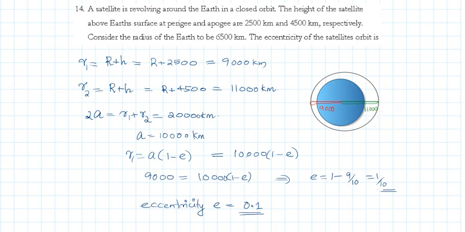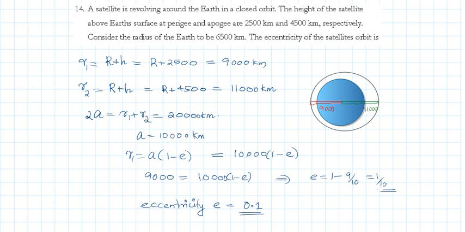11,000 km. Okay, so you can write the sum, that is r1 plus r2, it is 20,000 km. And for an ellipse it is nothing but the major axis. If I call a as semi-major axis, you can write major axis as 2a. 2a is 20,000 km, a is 10,000 km.